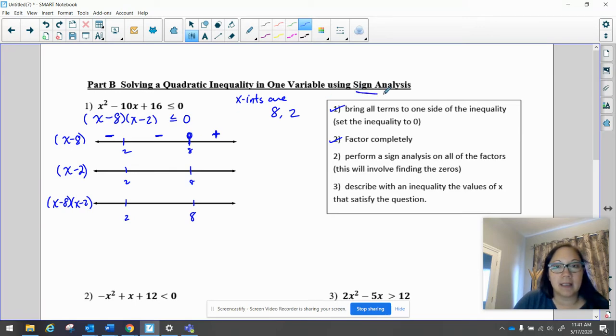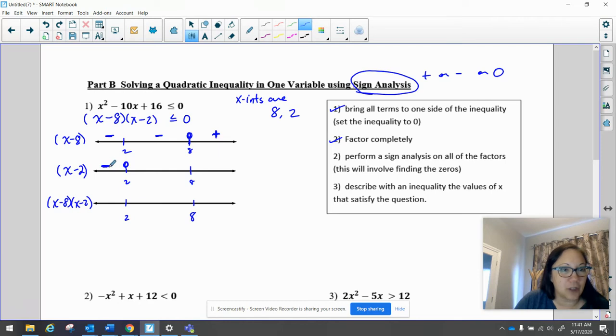So it's a sign analysis because we're analyzing what signs we would get, positive or negative, and we have to mark our zeros in there as well. Now for the 2, the 0 would be when I put 2 in. So 2 minus 2 is 0. So that's where the 0 would be.